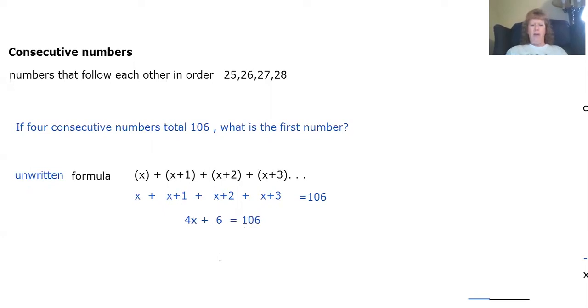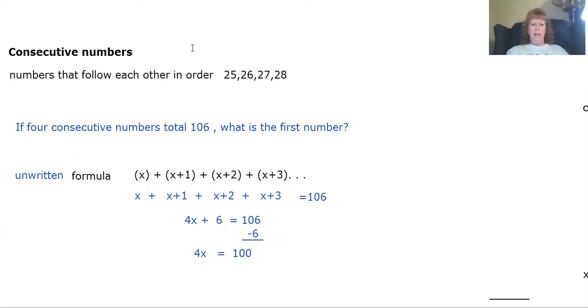So now I have an equation that I'm ready to start doing the opposite operation in order to solve for x. So instead of adding 6 to both sides, if I subtract 6, then here 6 minus 6 will equal 0. So I'll only have 4x. And if I take 6 from 106, I'll be left with 100.